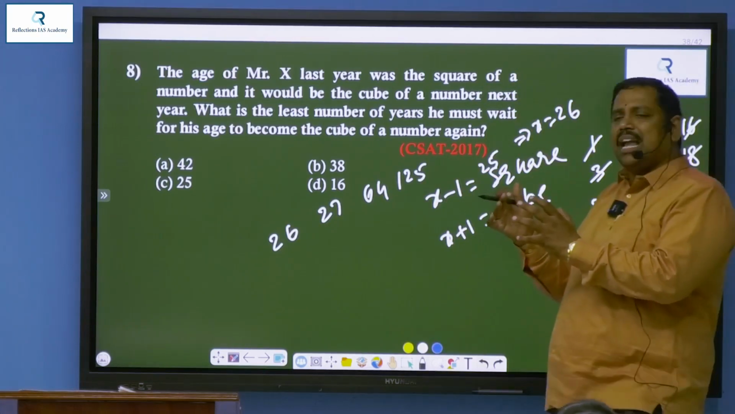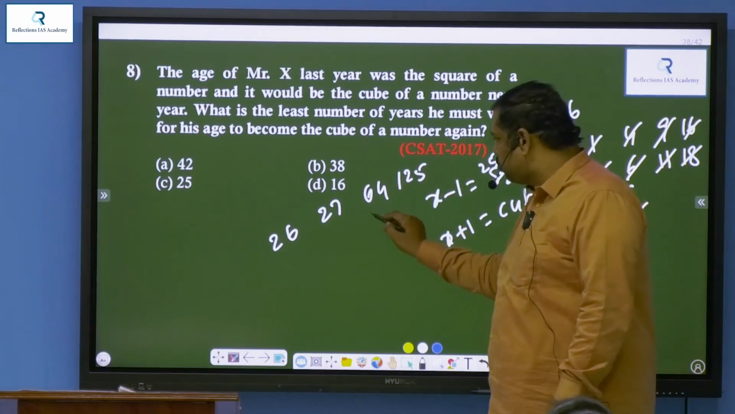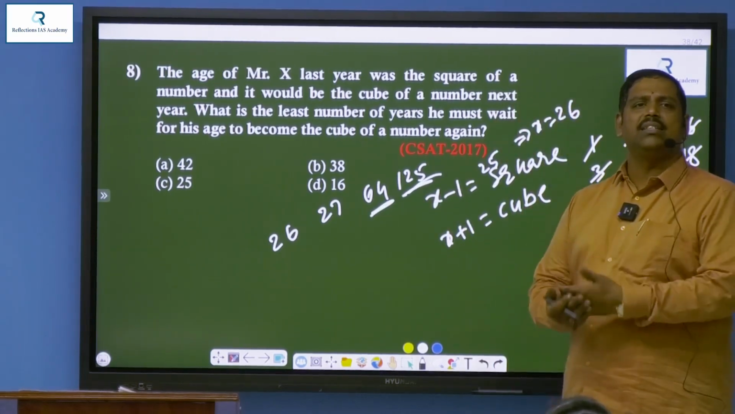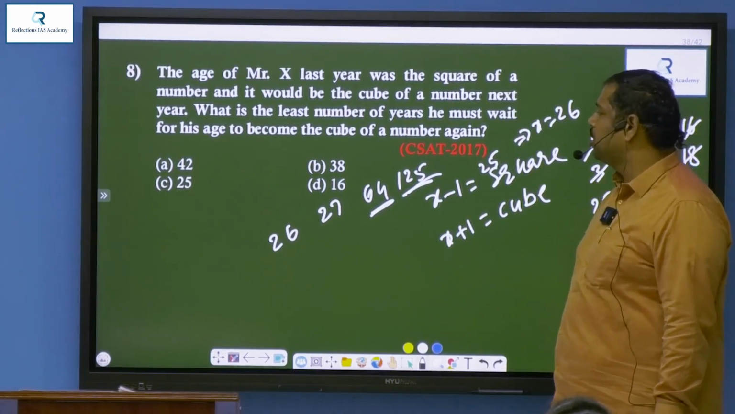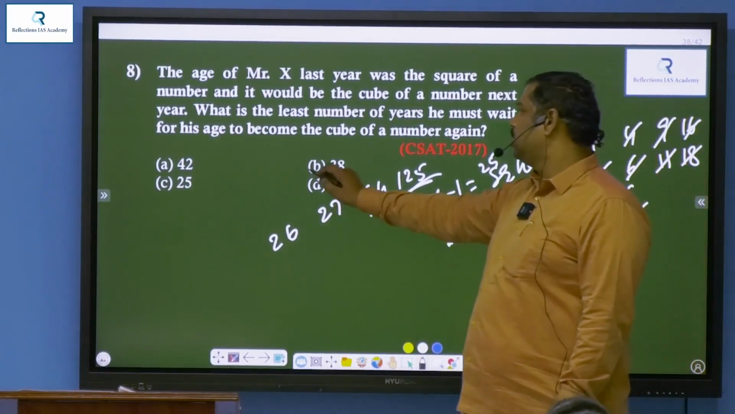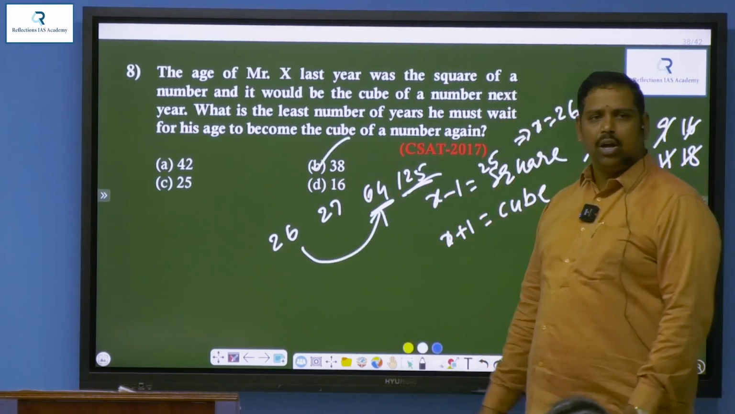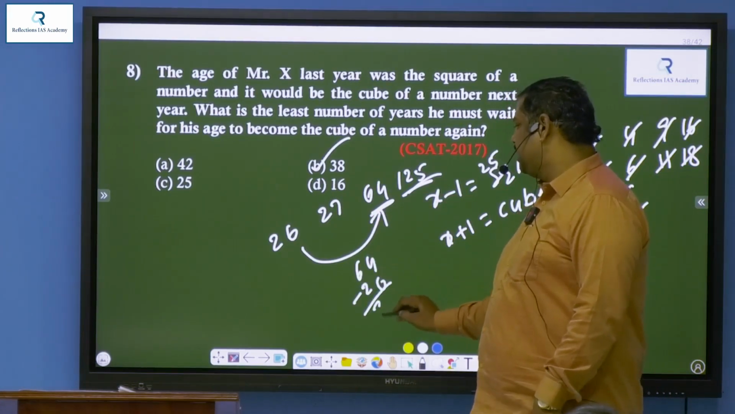Is he asking about the least years or the highest years? Least means he has to reach 64 or 125? 64. Now tell me how many years of time is required? 30? How much? 38? That's it. His age is 26, and to become 64, how many years does he have to wait? 64 minus 26, 38 years he has to wait.